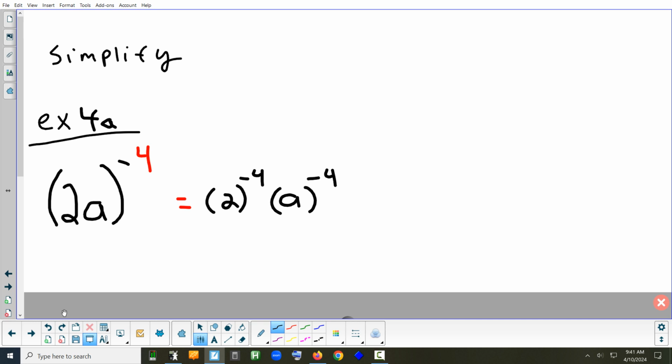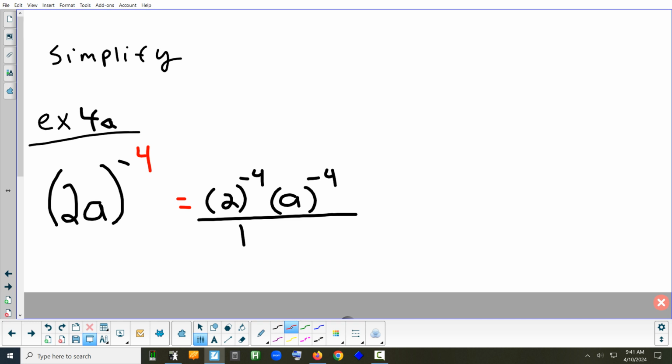Okay, so start by applying the negative 4 to each factor inside the parentheses. Now, when we do that, do we have any negative exponents left? Yes. Oh yeah, we got negative exponents. That means we need to make this into a what? Fraction. Yep, gonna make it into a fraction. I don't have anything in the bottom. I need to put something there. So what can we put temporarily? 1. Let's put a 1.